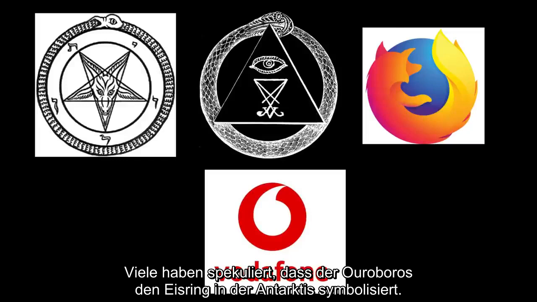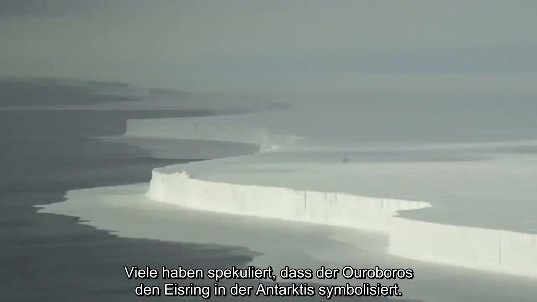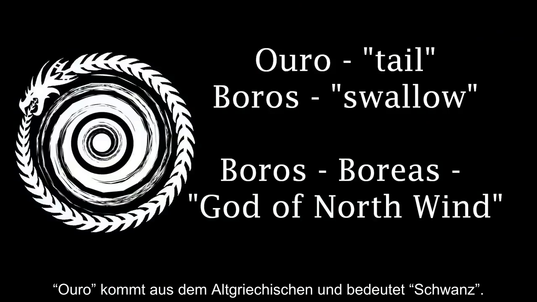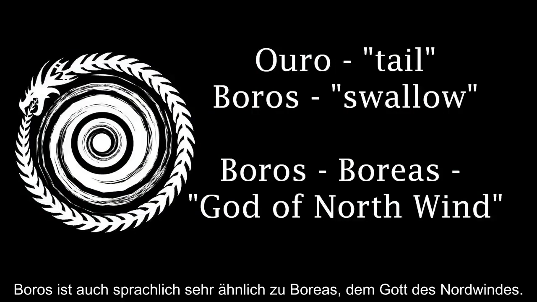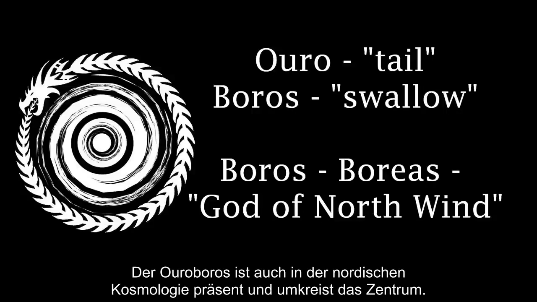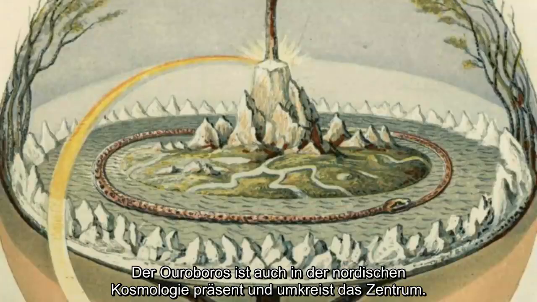Many have speculated that the Ouroboros symbolizes the ice ring at Antarctica. Oro comes from the ancient Greek meaning for tail, and boros comes from the ancient Greek meaning for swallow. Boros is also very similar linguistically to Boreas, god of the north wind. The Ouroboros is also present in the Norse cosmology.